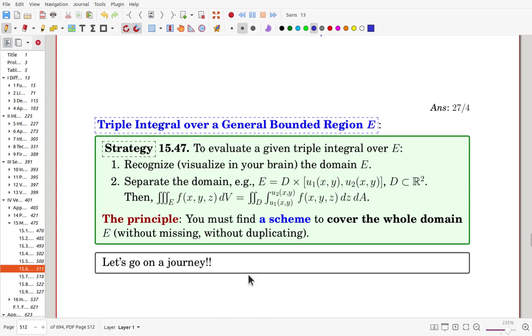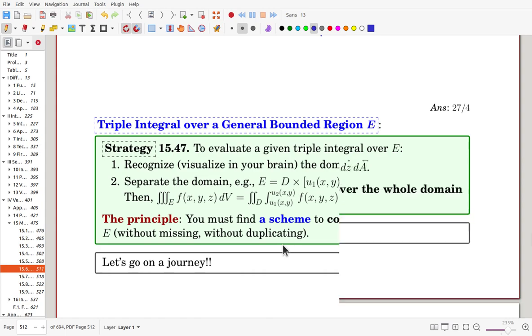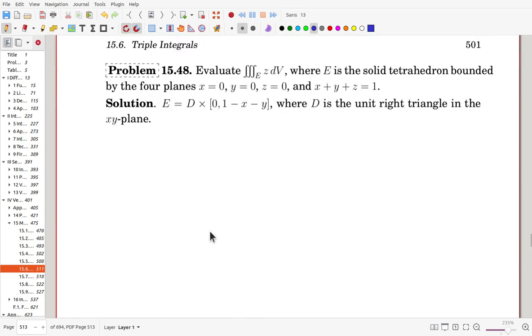Let's go on a journey for triple integrals. Evaluate the triple integral over E, where the integrand is z, a simple one, and E is the solid tetrahedron bounded by 4 planes, x equals 0, y equals 0, z equals 0, and x plus y plus z equals 1. Let's try to visualize the solid tetrahedron.